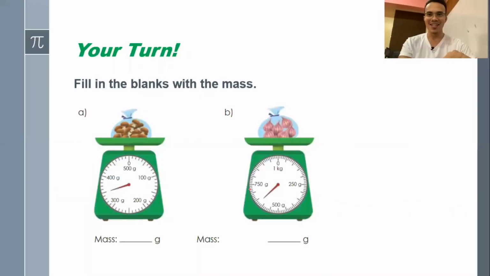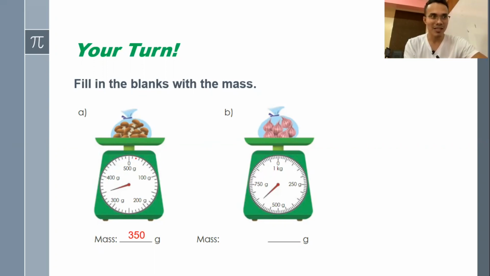All right, let's see how you are doing in this activity. Let's have the first weighing scale, letter A. The mass of these objects is 350 grams. Did you get it right, grade 2? If yes, congratulations. How did I get 350 grams?